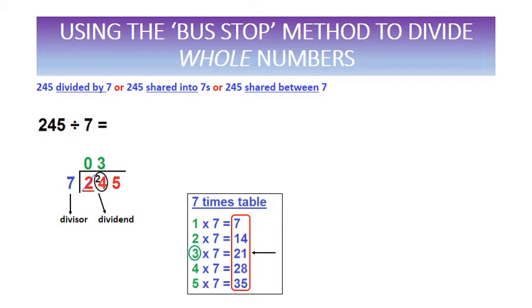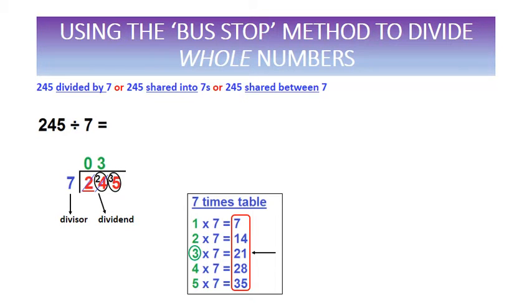So 3 7s make 21, but I needed to make 24. So there's a difference there of 3. There are 3 left that we didn't make. So if you do 24, subtract the 21, you're left with 3. So then what I do is I cross off the 24 and I pass the 3 across that I didn't make to the next column. And I do think it's useful to do the crossing off as you go along, and then you don't lose track of where you are.